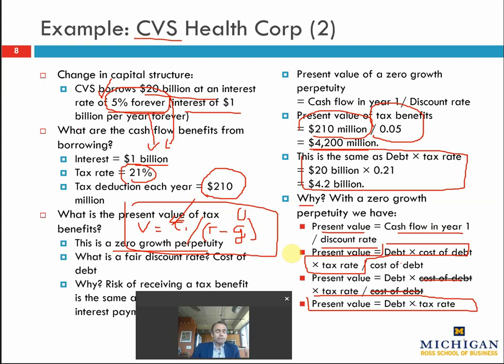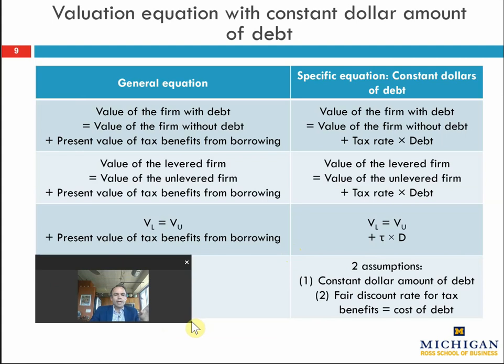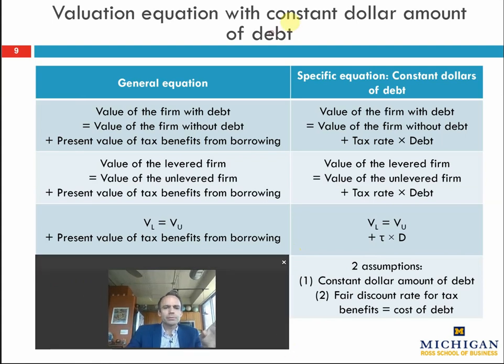So that means that if I decide to take on this project, I just keep increasing the value of my business under this assumption of a constant dollar amount of debt by the amount of debt times the tax rate. And that is what's shown in these equations on the slide. Now, it's crucial that you read the heading at the top. This is going to be a valuation equation with a constant dollar amount of debt. That's going to apply to the right-hand side here.